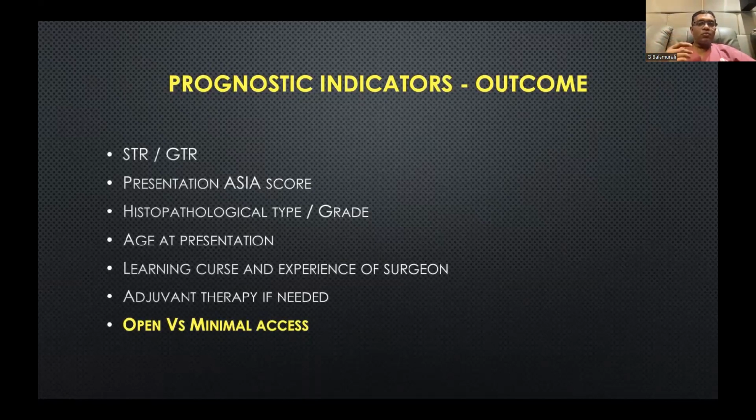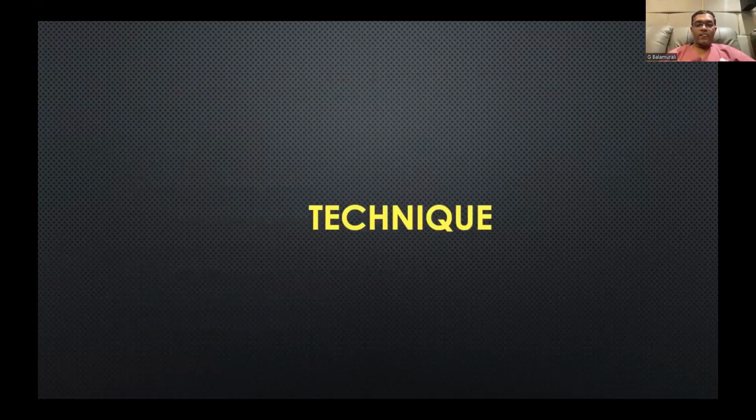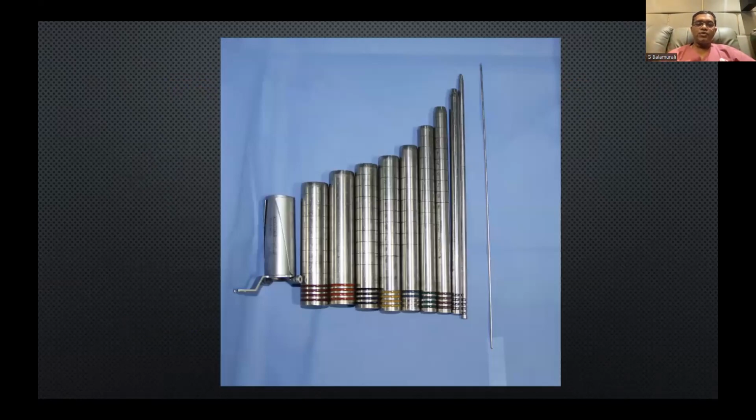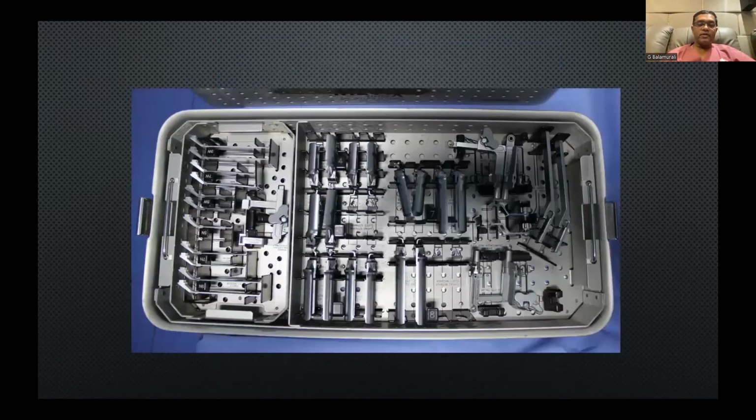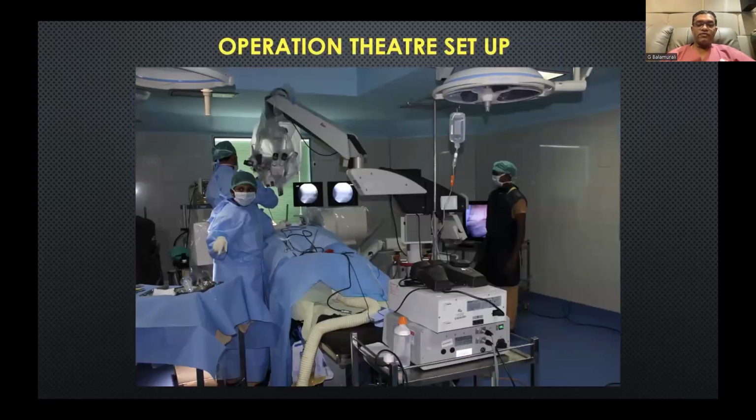Newer papers have also come up with one of the prognostic indicators being whether it's an open or a minimally invasive approach. This is in terms of the long-term outcomes. The technique is very simple. You use dilators, you use tubes, you use multiple dilators. You can either use a fixed tube of 22 or 26 millimeter, or you can use an expandable tube. This is the entire set of tubes which is there.